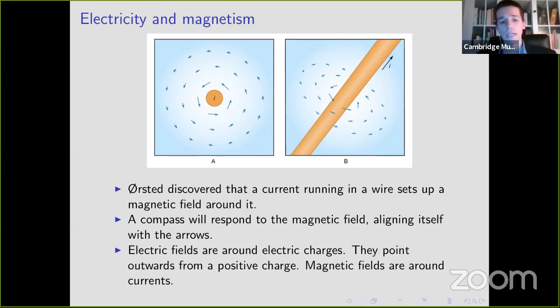There are electric fields around electric charges. An electric charge sets up an electric field. They point outwards from a positive charge. And there are magnetic fields around currents. Both weaken with distance. So as we go away from the electric charge, or as we go away from the wire, the magnetic field gets weaker.